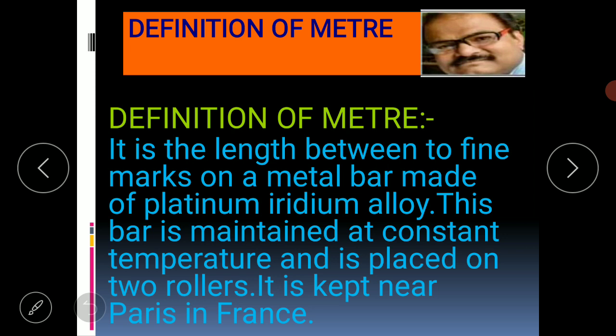Alloy is a kind of metal which is made by mixing two types of metals together. Here, platinum and iridium, these two metals are mixed together to make an alloy. This bar is maintained at constant temperature and is placed on two rollers. It is kept near Paris in France.